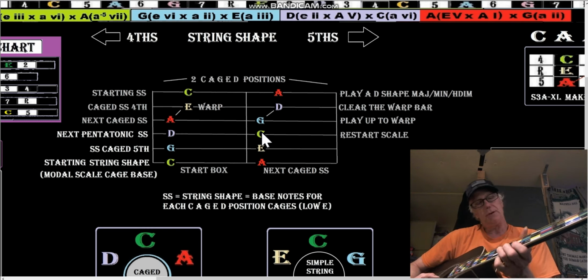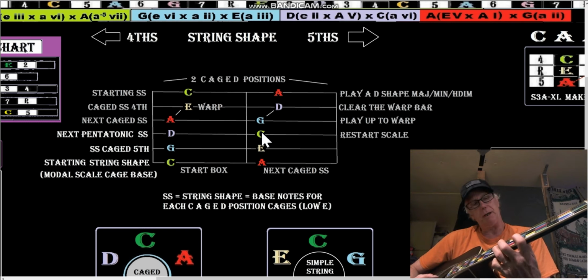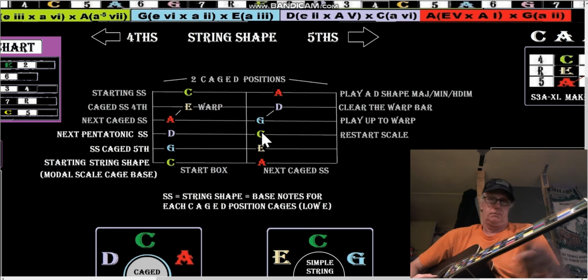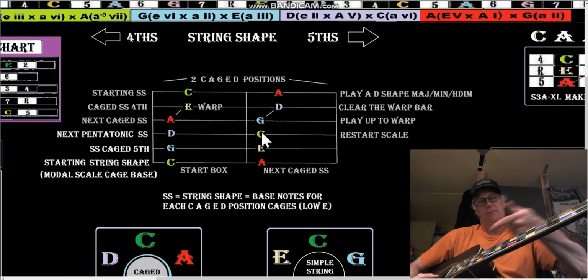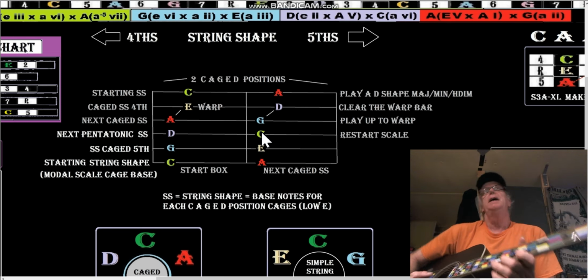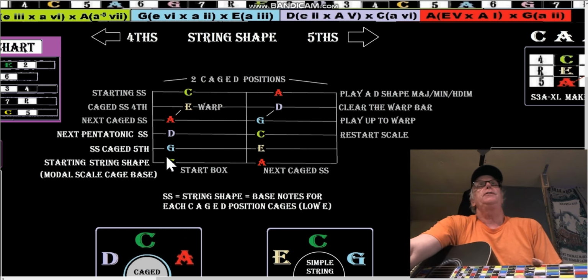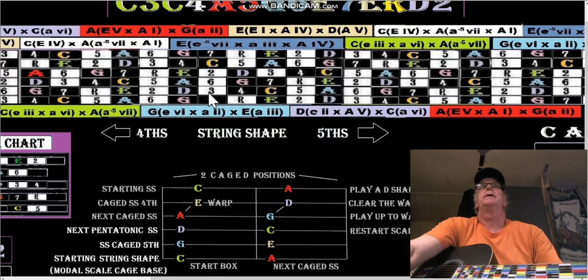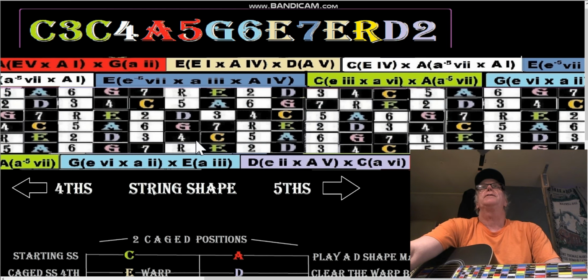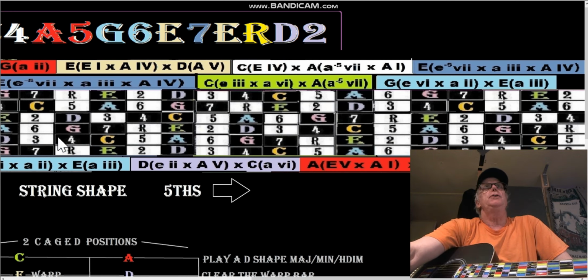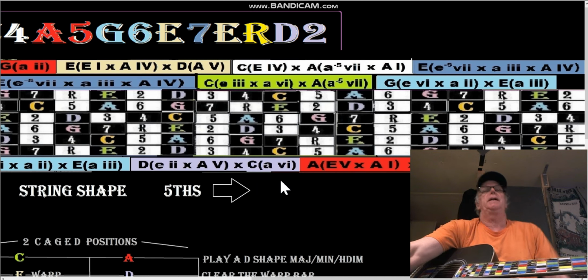Now the D, we're gonna go over the bar by moving the D string shape up 1 fret to the right, and then up to A again. Now let's look at that. Let's look at D, A, and E on the fretboard here. Okay, so here's our D. Here's our long D.